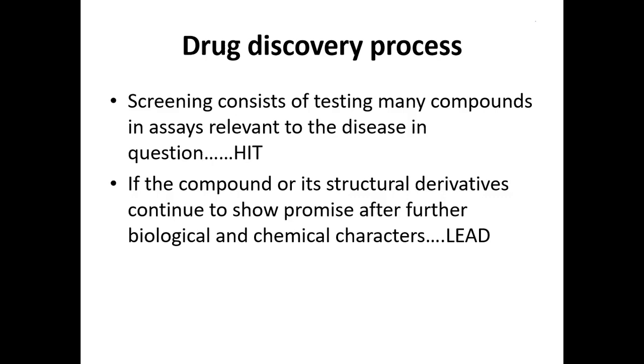Now, if you look at the drug discovery process, what happens here? The drug discovery process generally occurs due to screening, which consists of testing of many compounds in various assays relevant to the disease in question. So this is what is called a HIT. So what is a HIT? A HIT is nothing but screening consisting of testing many compounds in assays relevant to the disease in question. And if the compound or its structural derivatives continue to show promise after further biological and chemical characterization, that is called a lead.